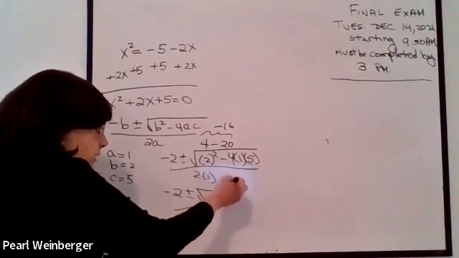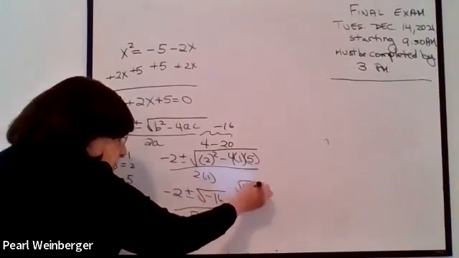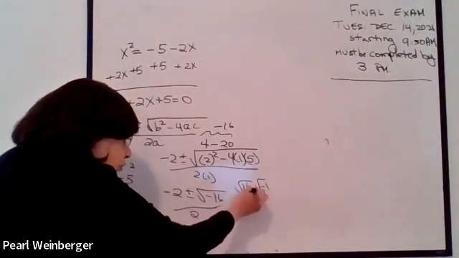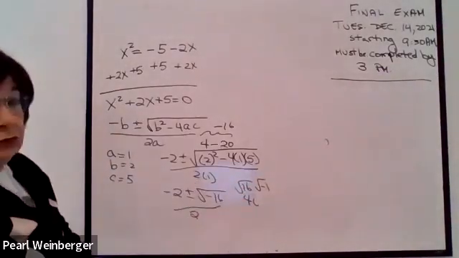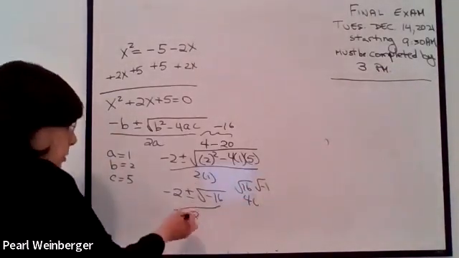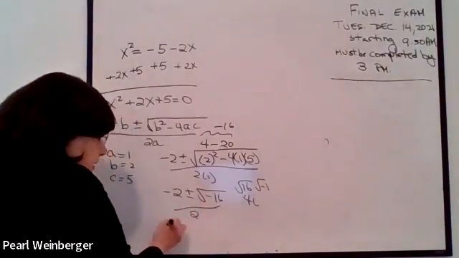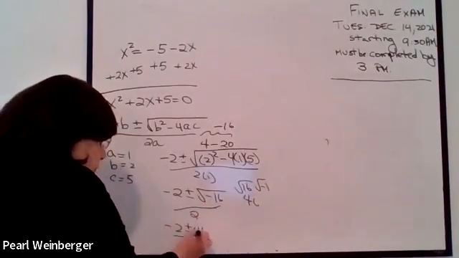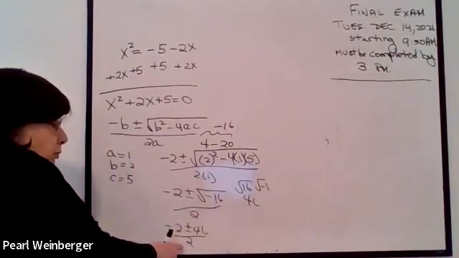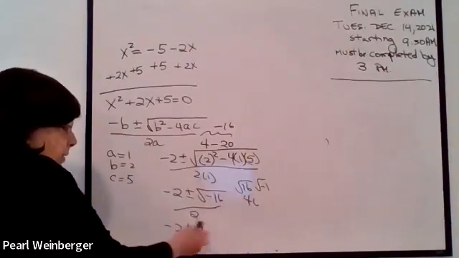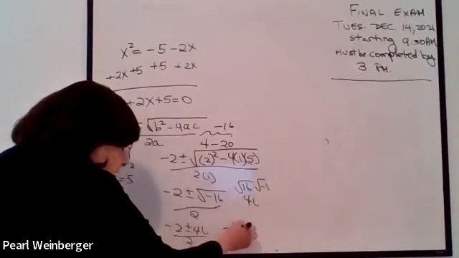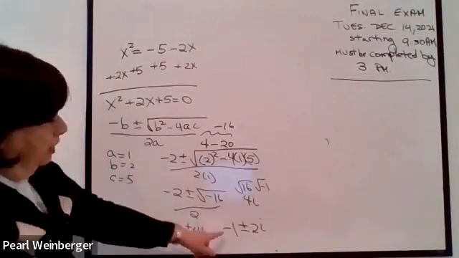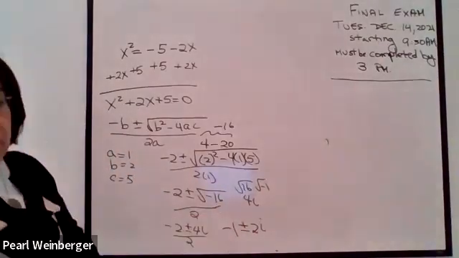Now remember, the square root of -16 is the square root of 16 times the square root of -1, which is 4i. Don't forget, you have to know how to work with those square roots of -1. Those are our i's. So this ends up being -2 plus or minus 4i over 2. We can divide the 2 into both terms: -2 divided by 2 is -1, plus or minus 4i divided by 2 is 2i. And here's our answer, -1 plus 2i and -1 minus 2i.